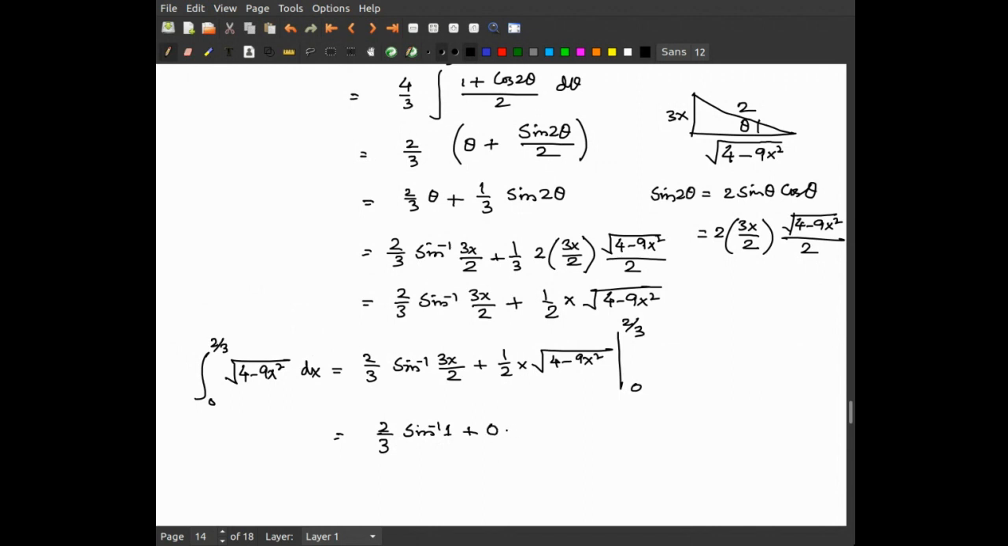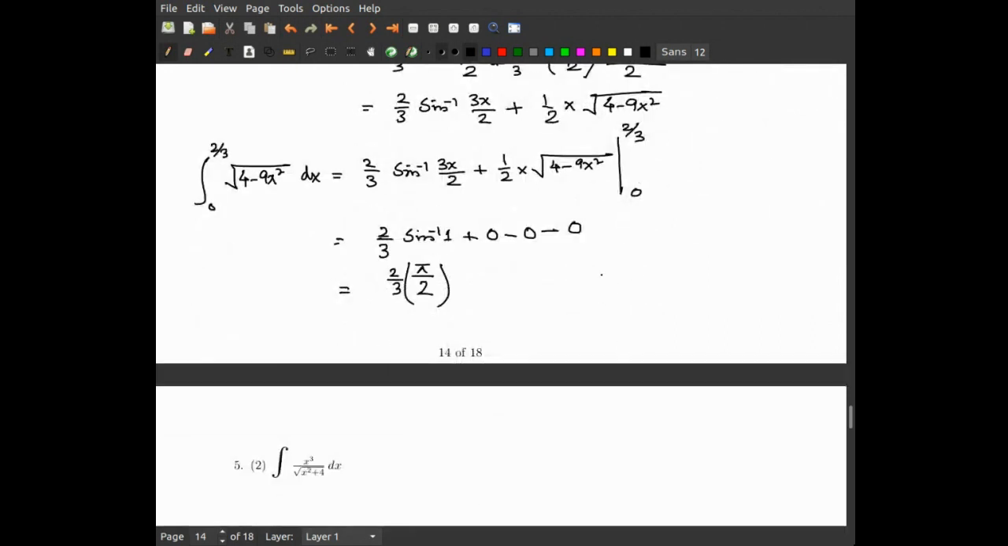Let's plug the lower limit. If I plug the lower limit in, sine inverse 0 is 0, so that is 0. Again, if I plug 0 in the second term, that is also 0. So everything is 0 except 2 over 3 sine inverse 1. But another thing we know is that sine inverse 1 is pi over 2. So again, 2 and 2 get cancelled and finally give us our answer as pi over 3.